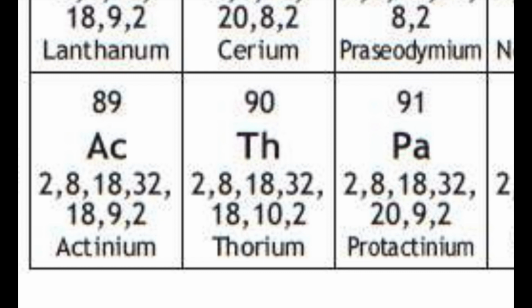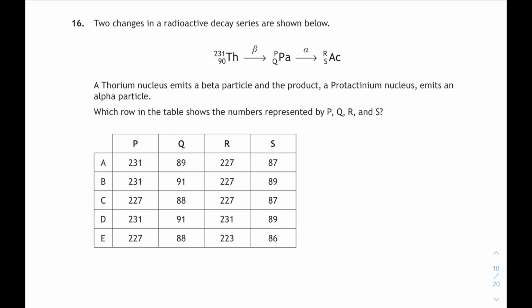There they are: actinium, thorium and protactinium. And we can instantly see what their atomic numbers are. In fact, just with that information, you've got a 50-50 choice with the answers. But let's see what's going on here.